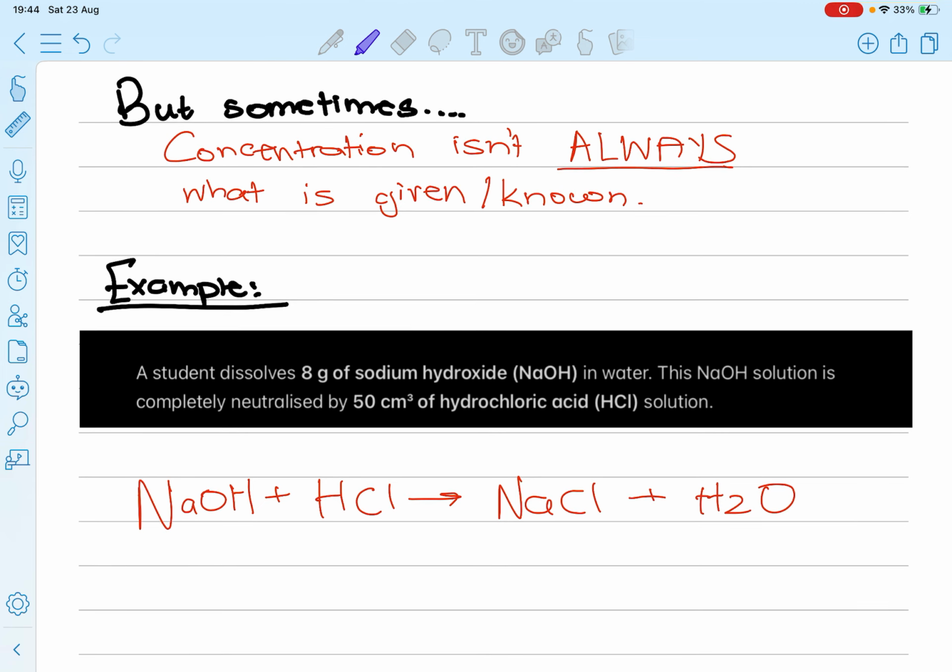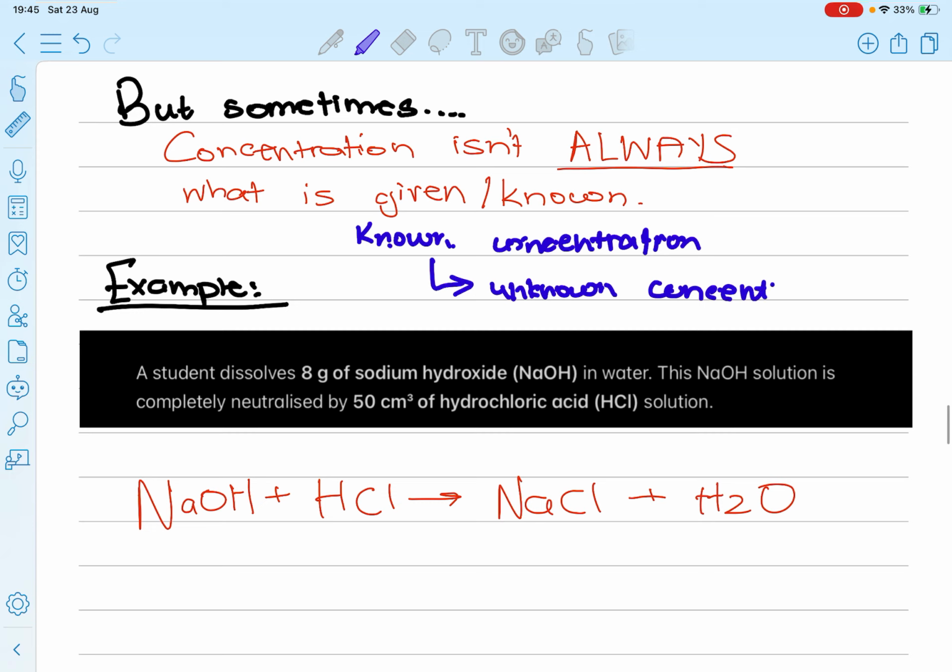Now, but sometimes, emphasis, guys, I said sometimes, because we know the definition of titration is when you use a known concentration to find the unknown concentration, right? It's the link. But sometimes you're actually not even given the concentration, you're given the mass. So now that's where it gets, I wouldn't say tricky per se, but it's the same situation.